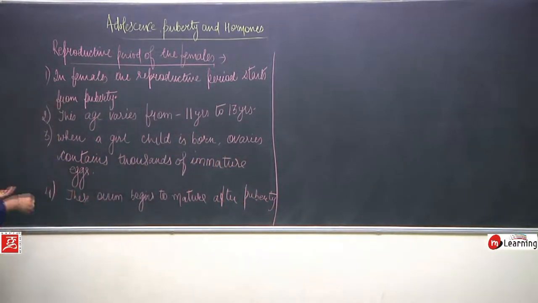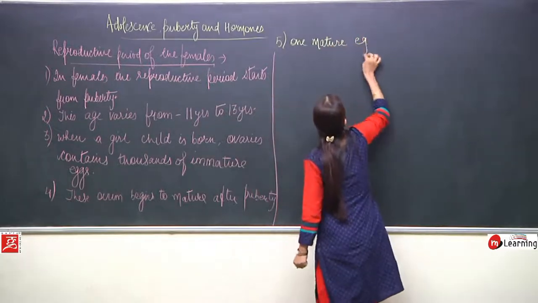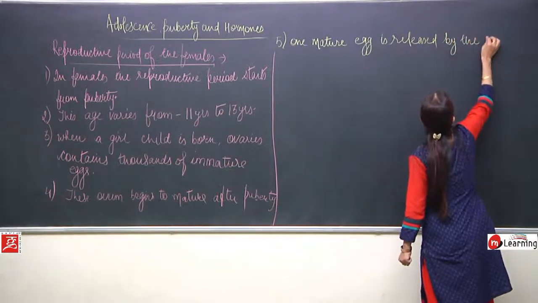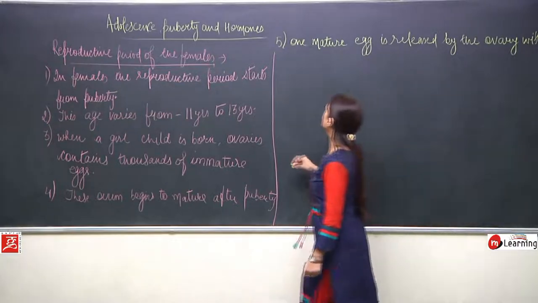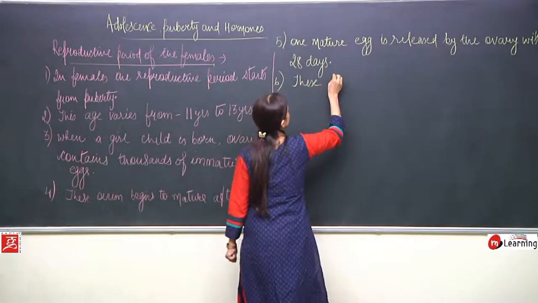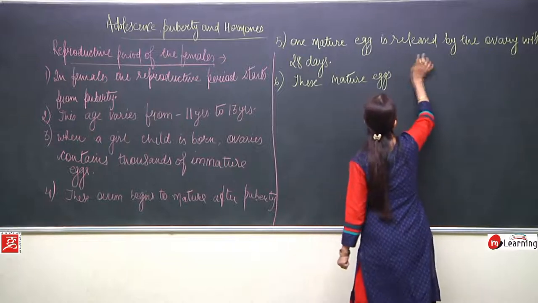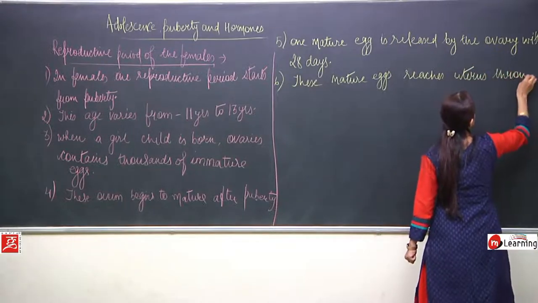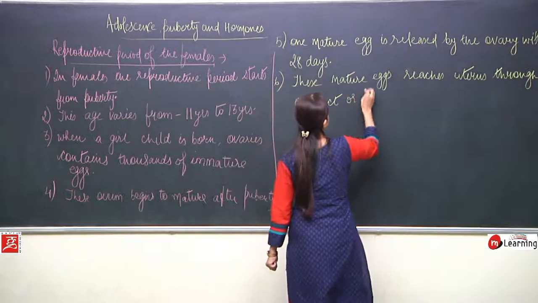Okay, then one mature egg is released by the ovary within 28 days. Okay, these mature eggs move or reach the uterus through the oviduct or fallopian tube.